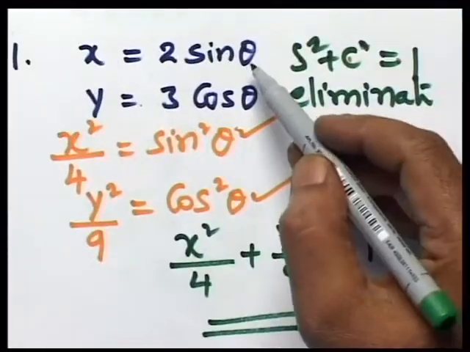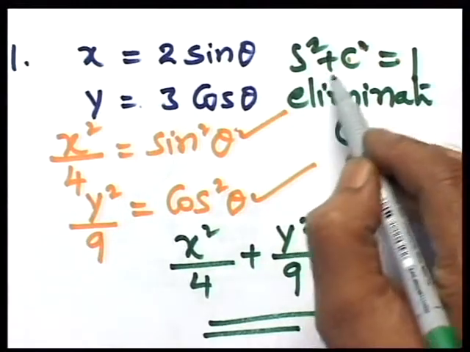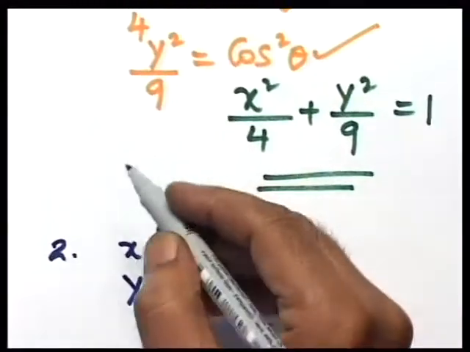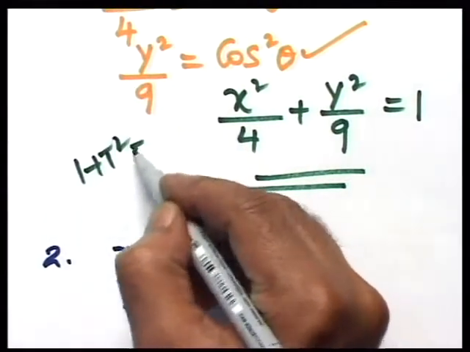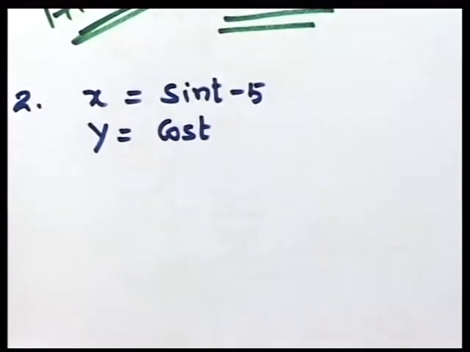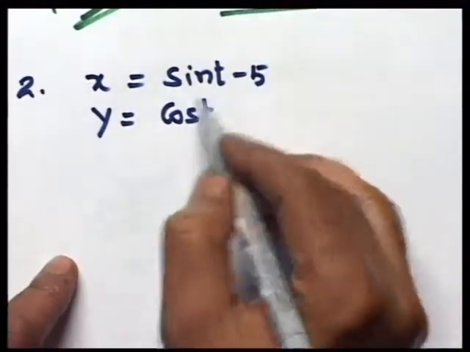So that's how, when you see sine and cos, please listen, you are there. In the same way, if you see tan and sec, it's actually 1 plus tan squared theta equals sec squared theta. Question 2, we got sine t, cos t, again exactly the same.